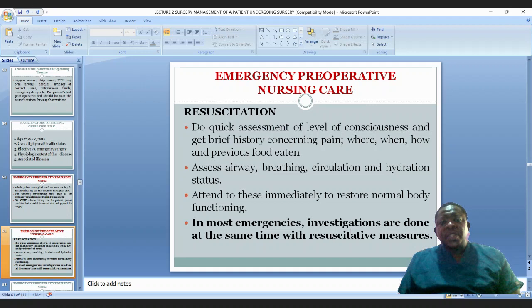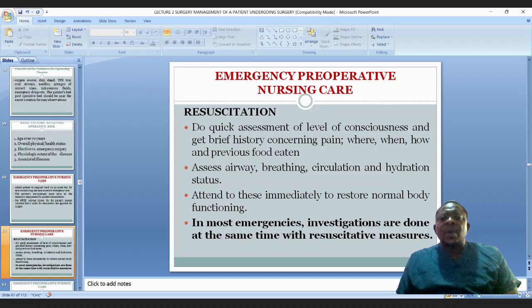Remember, too much pain may cause a patient to be unconscious, because of the nature of the accident that might have led to this emergency condition. So where the pain is coming from is important, and when it started, and also previous food, to rule out maybe an allergic reaction that might have caused this unconscious state.